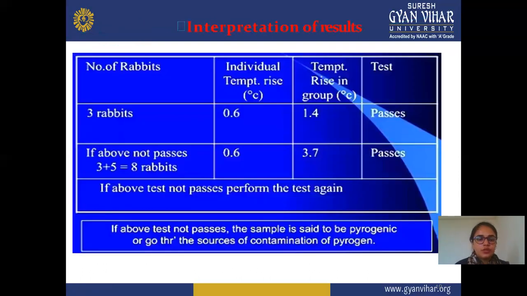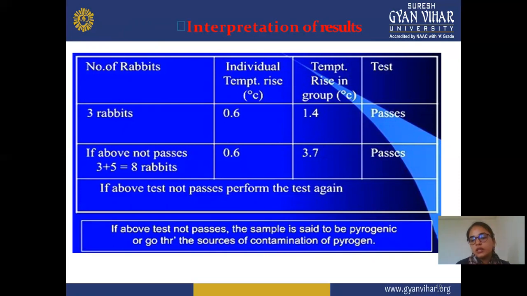This is the interpretation of the result. In this, first is the number of rabbits and individual temperature rise, and temperature rise in a group, in degrees Celsius. If you are taking 3 rabbits, and the individual temperature rise is 0.6 and the temperature rise in the group is 1.5, then the test passes. And if the test passes, then no need to perform it again. If the test fails or shows pyrogen, then you take another test or retest.